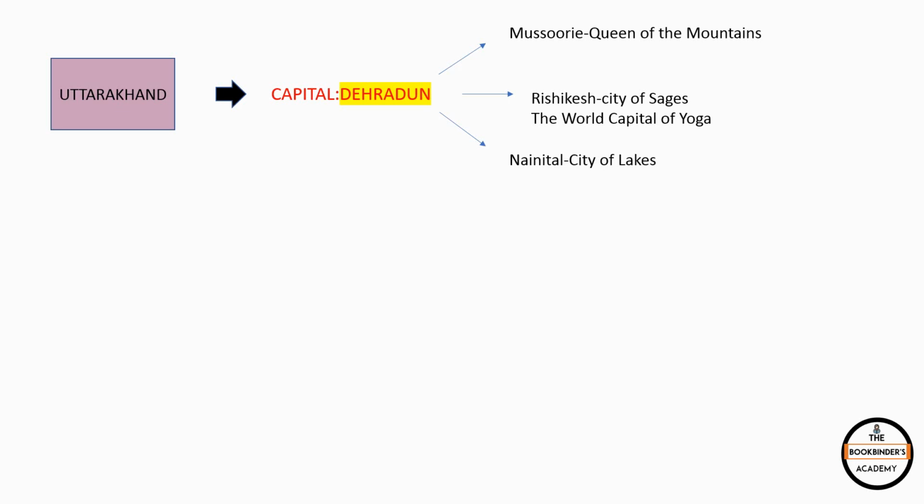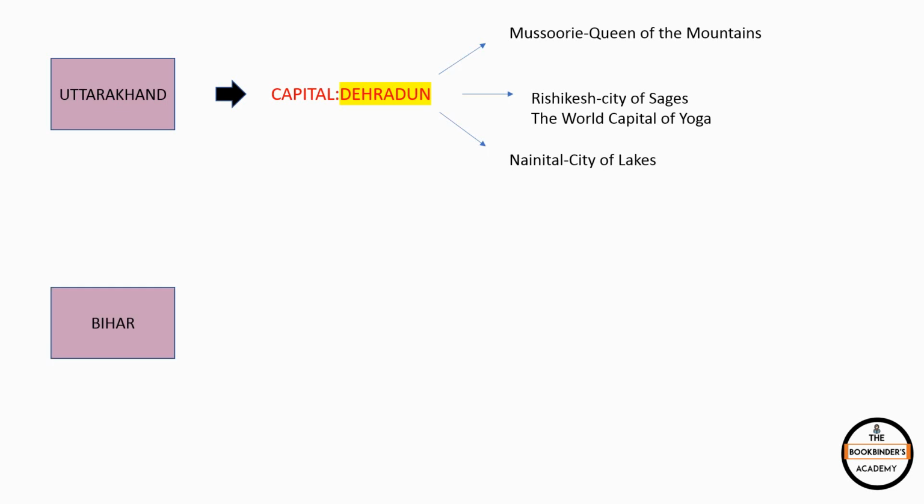Then comes Nainital. Nainital is a city of lakes. Nainital has the three major lakes of Uttarakhand, and one among them is called the Nainital Lake. The other two, I want you to find the names and mention in the comments below. Let's move on to the next state.